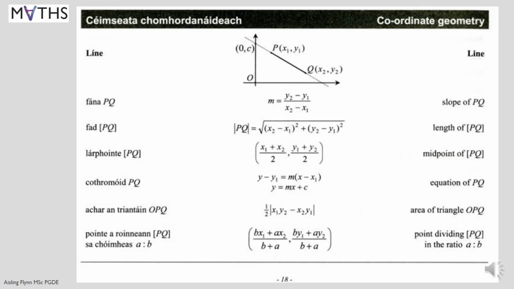Okay, and let's take a look at the formula book, page 18. It's the coordinate geometry page. We're looking at the line. It's not slope, but it is the length of a line PQ. So it's called length here, not distance. And here you see that the length of PQ is equal to that. There's your distance formula.